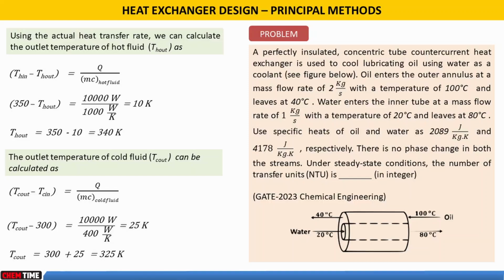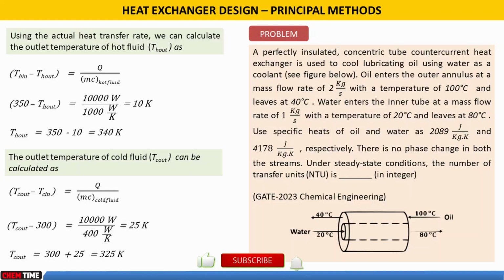But as we have been saying all the while, the NTU method is used for measuring the outlet temperature of hot fluid. So T_h,in minus T_h,out is equal to Q by m C of hot fluid, where T_h,in is the inlet temperature of hot fluid and T_h,out is the outlet temperature of hot fluid, equal to Q, that is the actual heat transfer rate, by m C of hot fluid. So 350 minus T_h,out is equal to 10,000 watts by 1000 watts per Kelvin, that is 10 Kelvin. So T_h,out is 340 Kelvin.